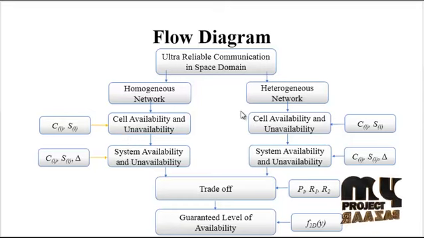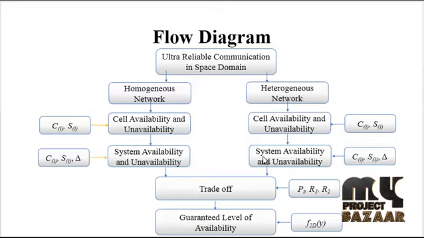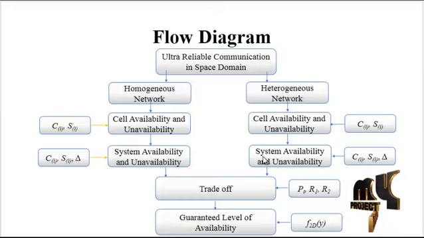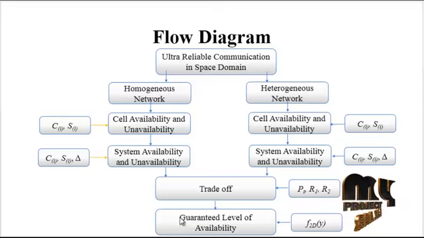Similarly, we have segregated the flow into the heterogeneous one also. In this heterogeneous network we have to predict the cell availability for the heterogeneous as well as the system availability for the heterogeneous. The cell and the system may be available or else unavailable. Based on that the code will be generated. Then the trade-off will be estimated. The equations of the trade-off will be plotted here. Then the guaranteed level of availability will be there. So this is the main important step.